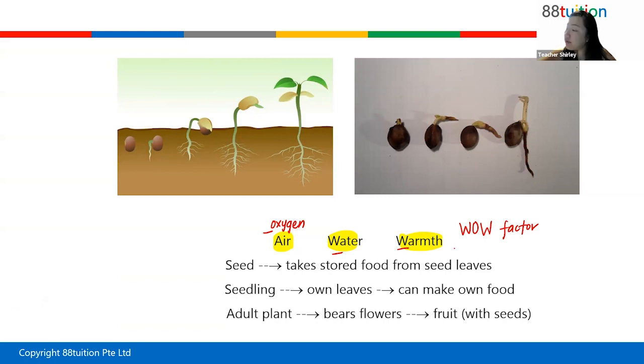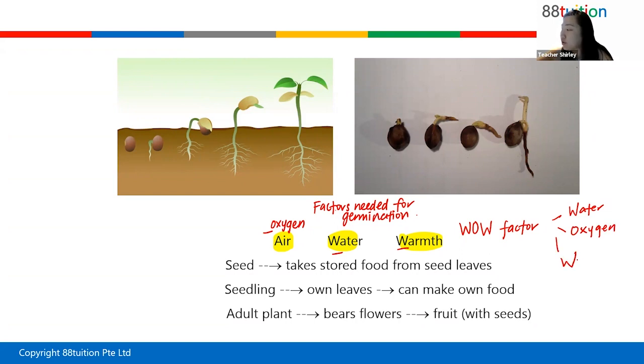Okay, so what are the factors that are needed? These 3 are the factors needed for germination. The wow factors are W for water, O for oxygen, and W for warmth. W-O-W. Wow. Water, oxygen, and warmth. These are the 3 factors needed for germination. That means for the seed to grow into a young plant.